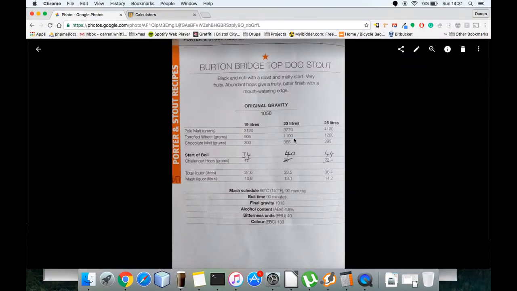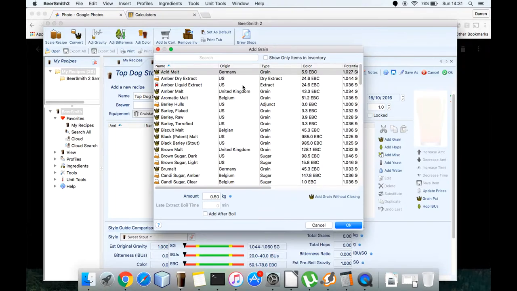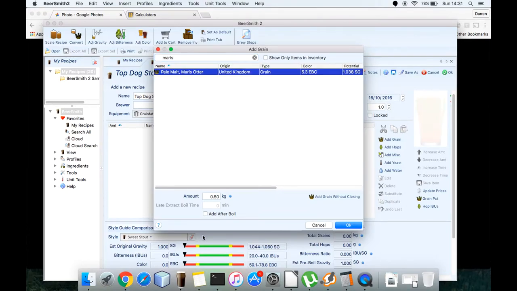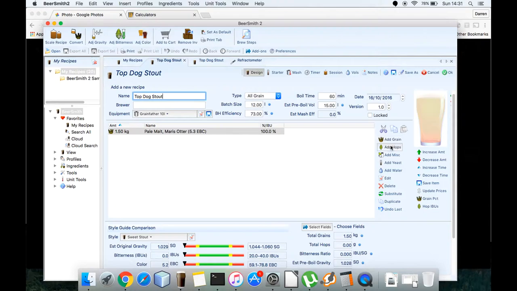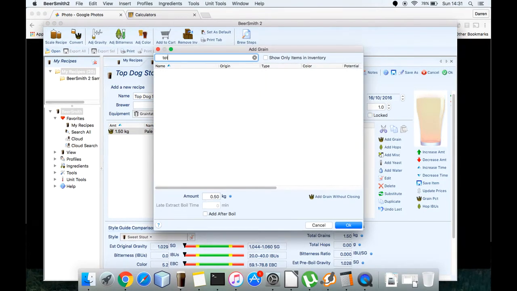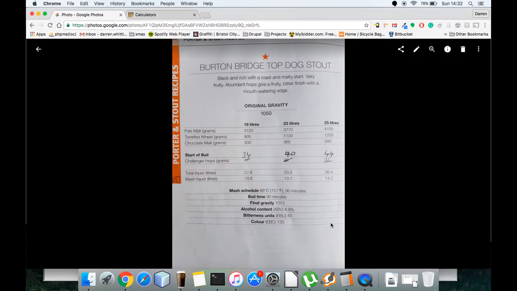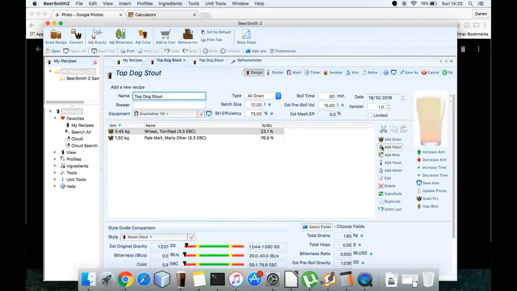Going back to this, I can see that 19 litres is 3120 grams. So what I will do initially is to just have all these values here. I'm going to do 1.5 torrefied wheat, which is about 450, and chocolate malt, 0.3, so that'd be 150.